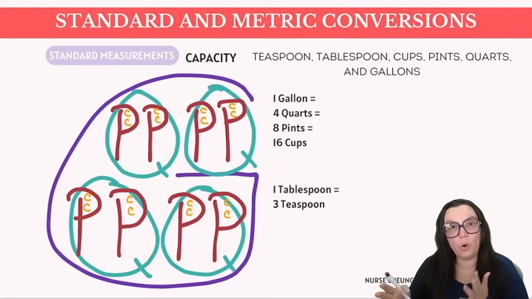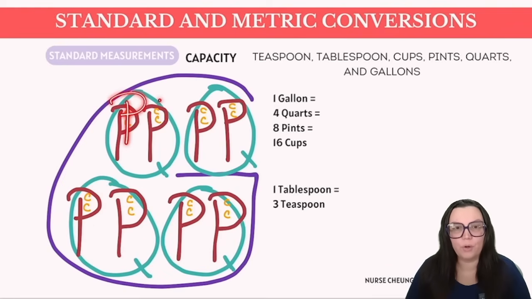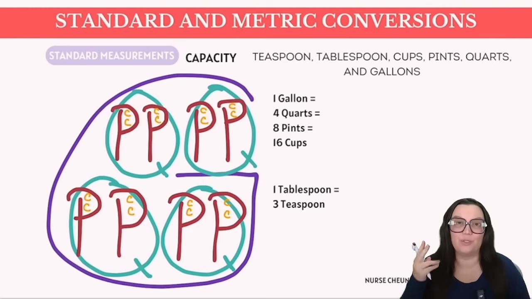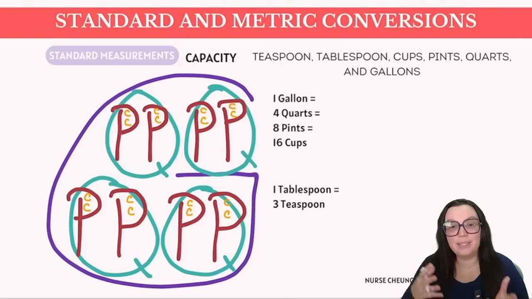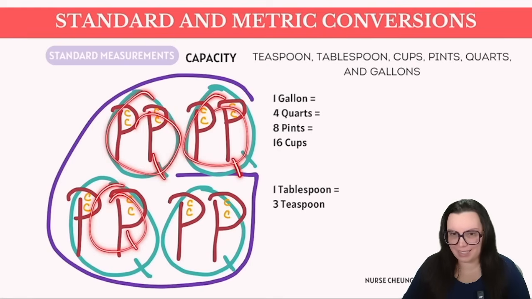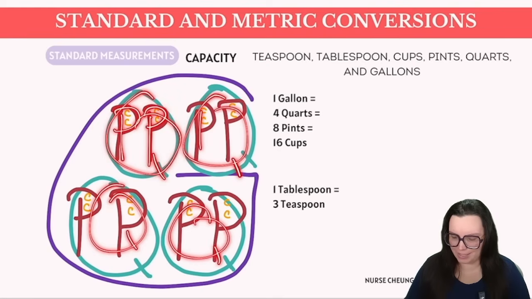Next up, we're going to add 4 Q's inside of our big G, symbolizing that 1 gallon equals 4 quarts. For each quart represented by Q, we're going to introduce 2 P's, indicating that each quart is going to consist of 2 pints. And lastly, each pint is comprised of 2 cups. So we're just going to put our little C's inside of our big P's to represent that there are 2 cups in each pint. This means that 1 gallon is equal to 4 quarts, is equal to 8 pints, and is equal to 16 cups.